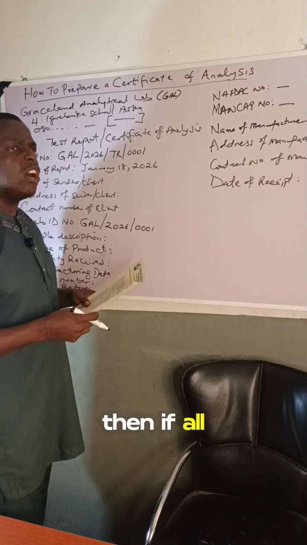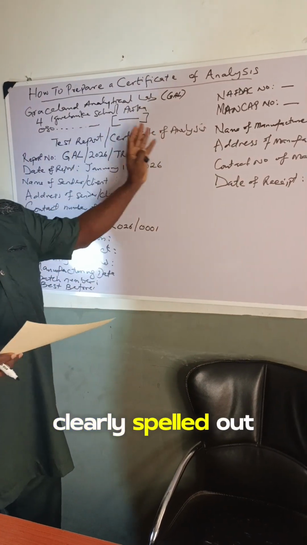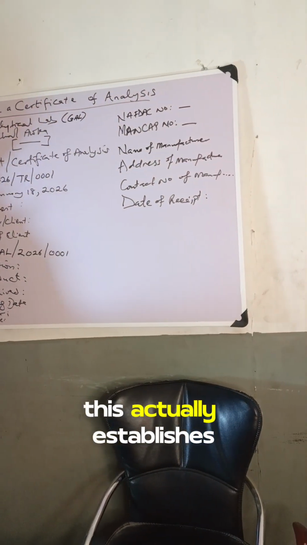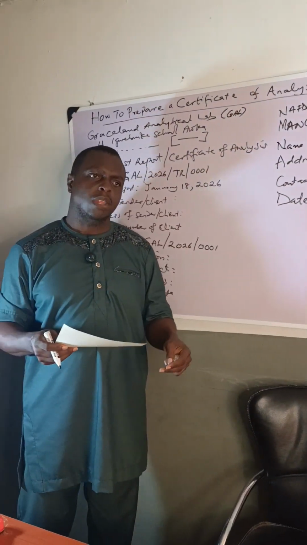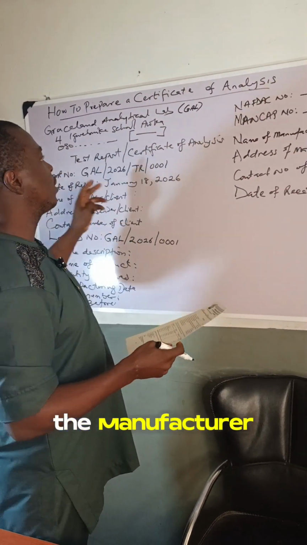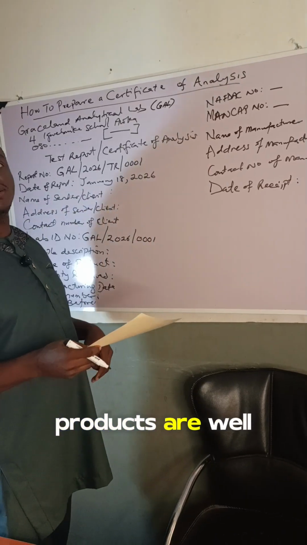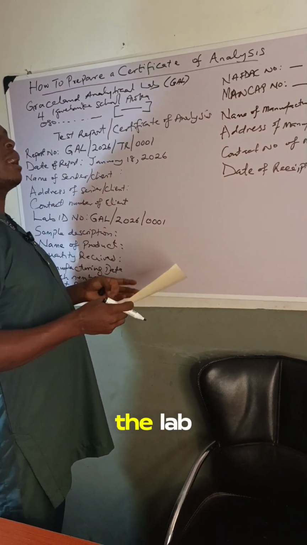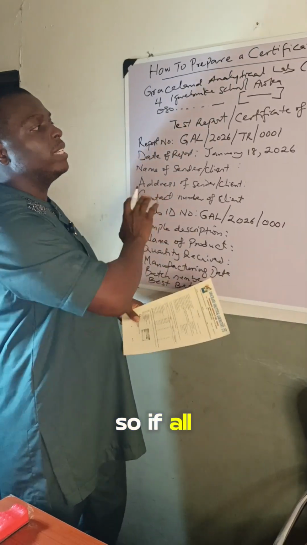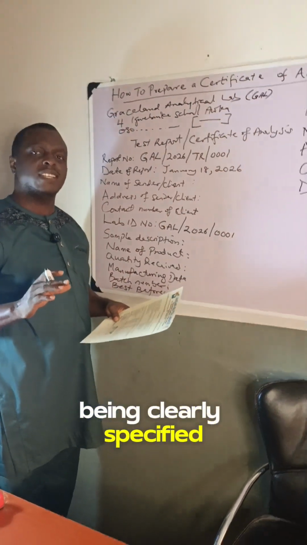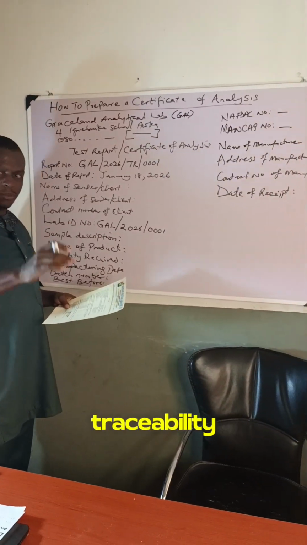Then, if all these things are clearly spelled out, this actually establishes traceability of that sample. Be it from the manufacturer, because all the details of the products are well specified, be it of the lab, because all the details of the lab are all specified there. So if this section is clearly specified, it establishes traceability.